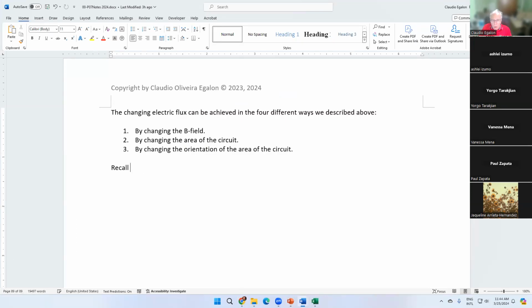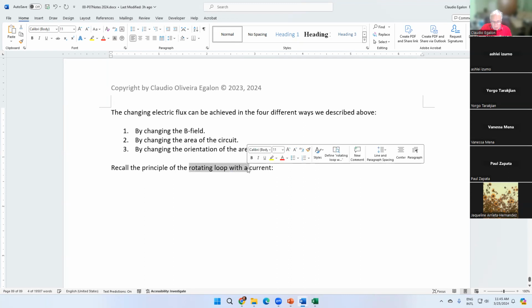Recall the principle of the rotating loop with a current. Recall the principle of the electric motor.